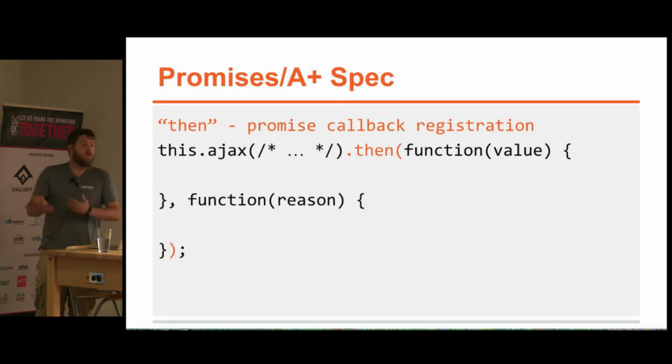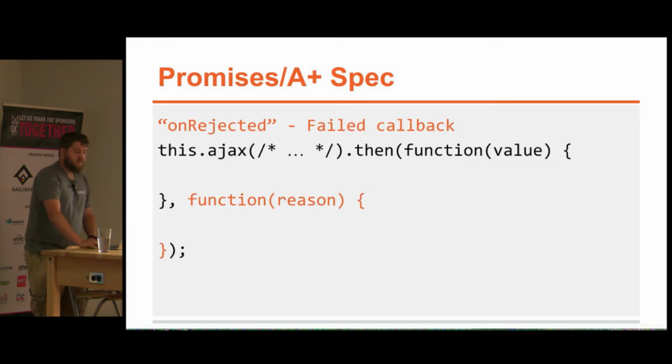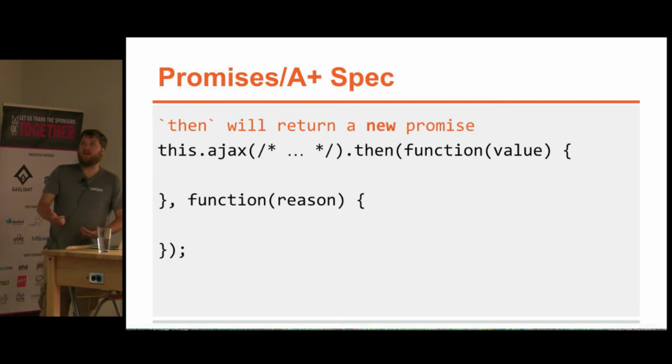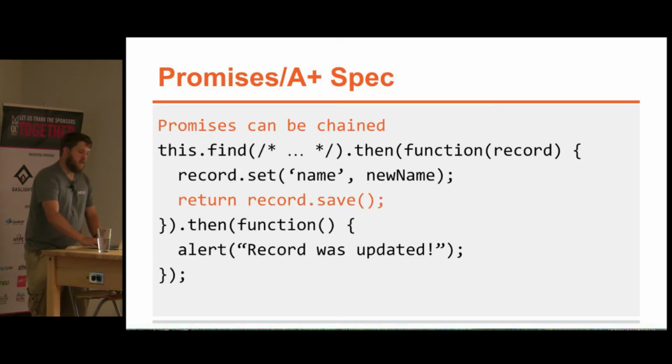This is where you're invoking the promise's registration. This is the fulfilled callback, or what I prefer to call the success callback. Rejected, or the failed callback. And it's also really important to note that when you call then, you're returning a new promise. You're not returning the same promise. And that's important later.